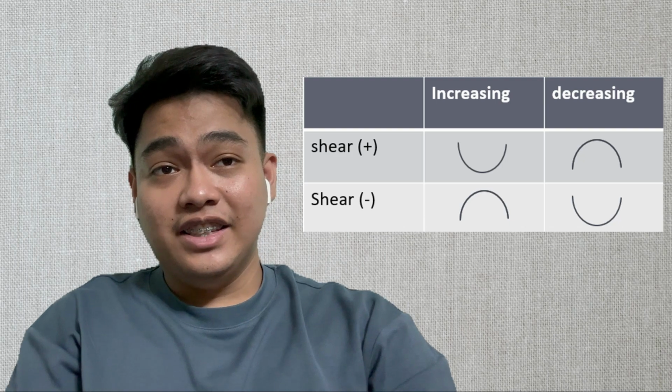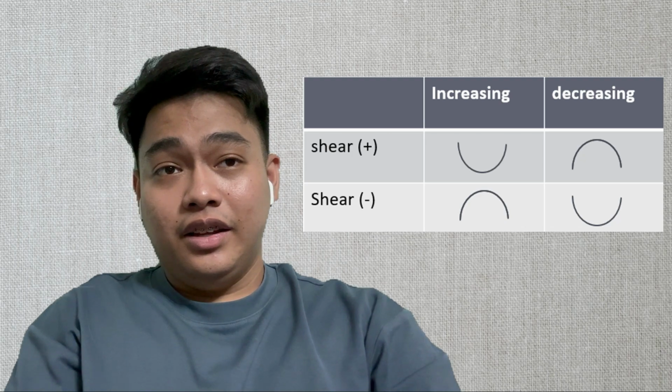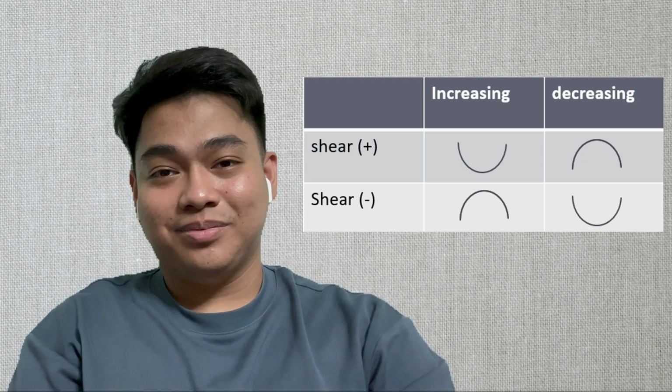The sign convention in structural engineering is like a rule book for showing the direction and strength of forces and moments on a beam. It's crucial for accurately drawing shear and moment diagrams.